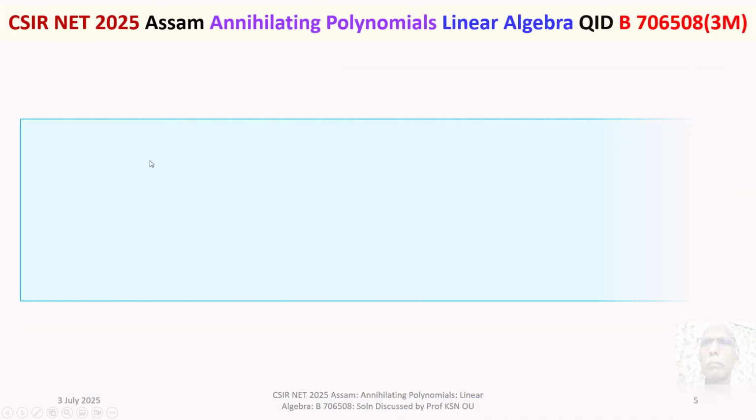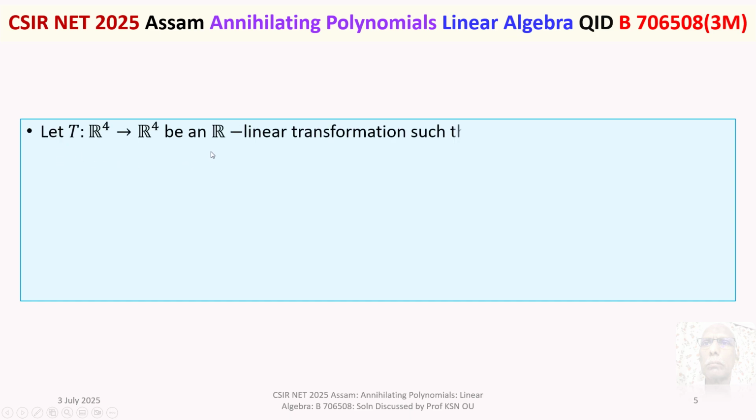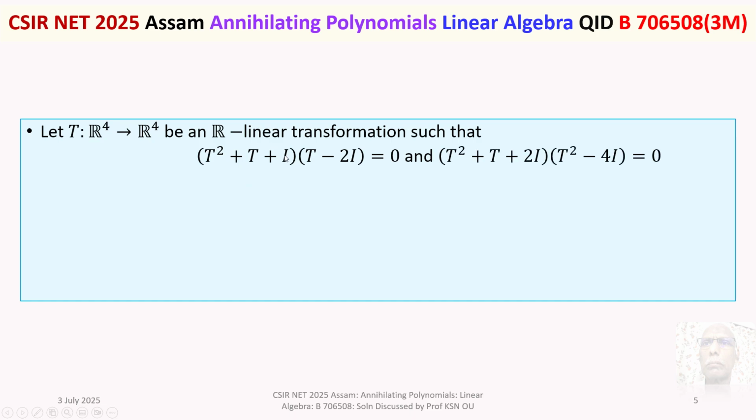Right. The given question is, let T be an R linear transformation from R^4 to R^4. So we have an R linear transformation T from R^4 to R^4 such that (T^2 + T + I)(T - 2I) = 0, and (T^2 + T + 2I)(T^2 - 4I) = 0. Then which of the following statements is false? We have to find out a false statement from the following 4 options.